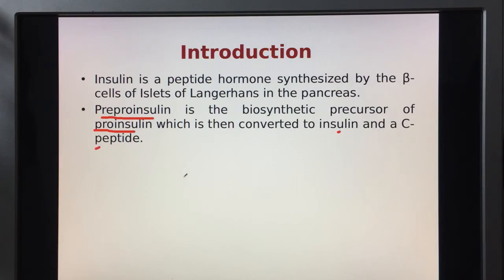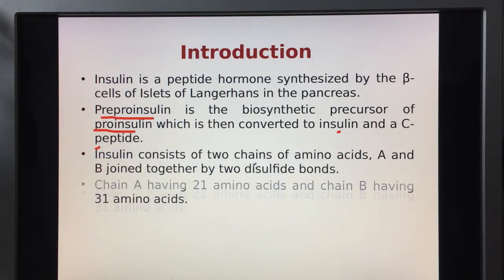Now this insulin molecule consists of two chains of amino acids, named chain A and chain B, and they are joined together by two disulfide bonds. Chain A has 21 amino acids, and chain B has 31 amino acids. So this is the basic structure of insulin.